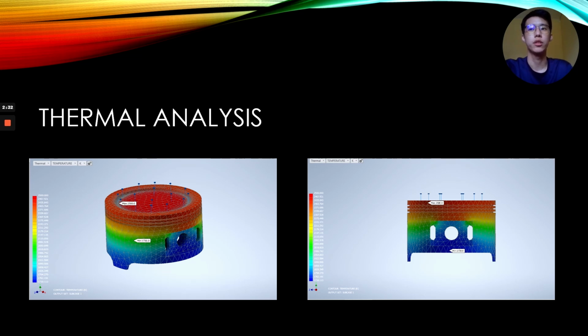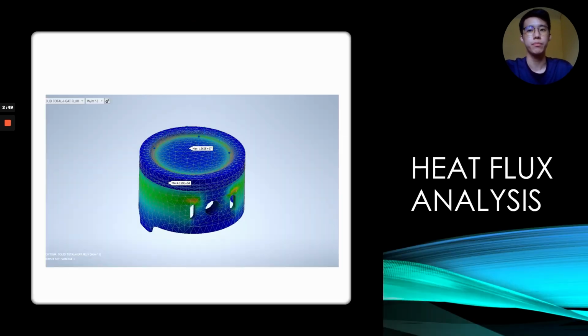Okay, so next one is thermal analysis. The figure shows the temperature effect. From the figure we could observe the top surface of the piston head has the highest temperature during the combustion process, and the side wall has a lower temperature compared to the top, whereas there is a gap between them to prevent heat from transferring directly.